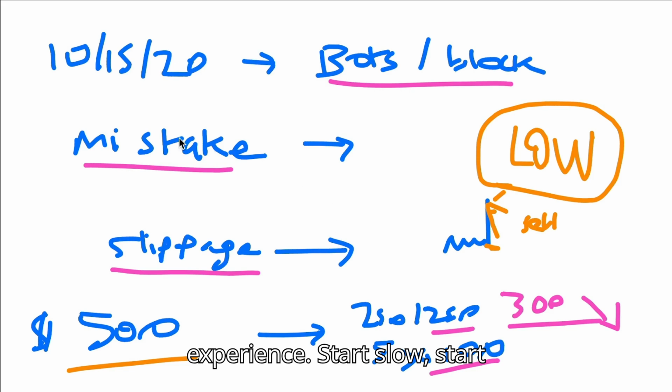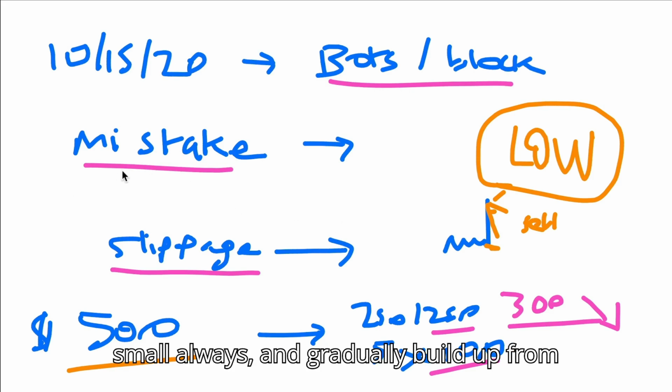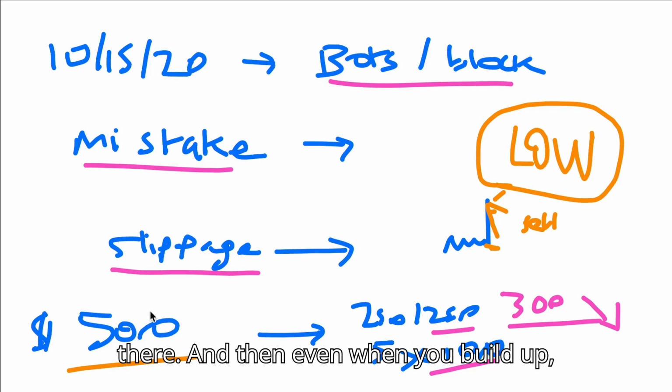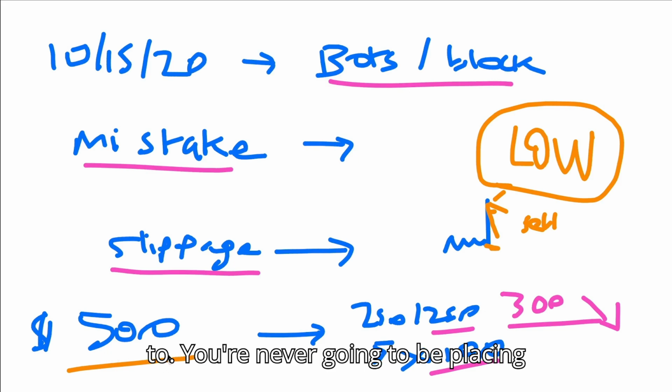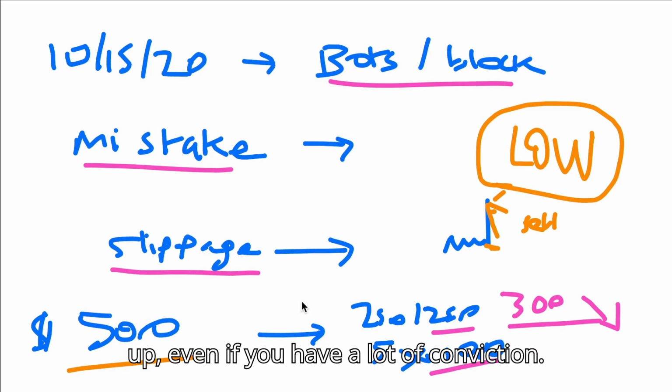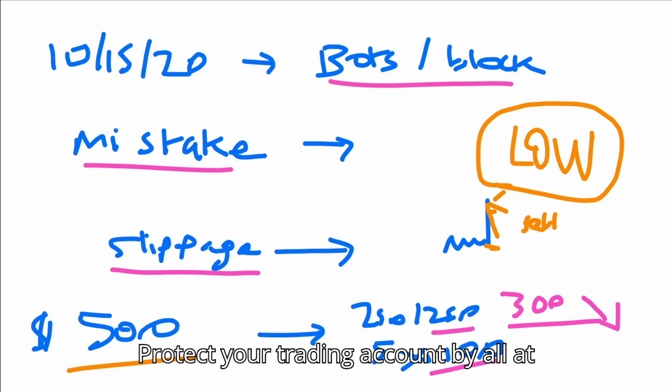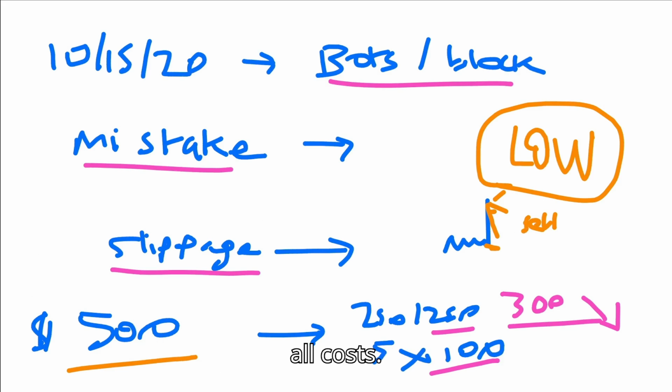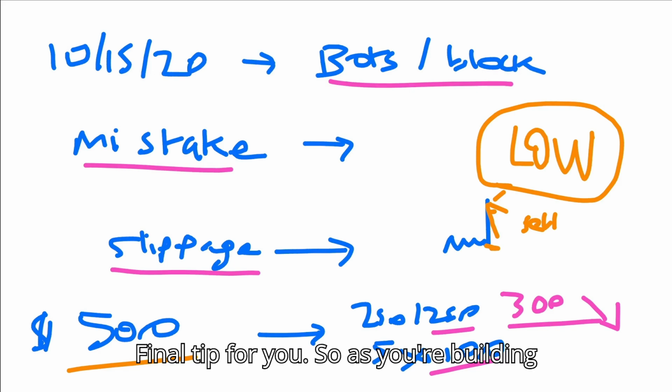Start slow. Start small always and gradually build up from there. And then even when you build up, there's a limit to where you've built up to. You're never going to be placing trades for thousands of dollars on any meme coin. You're always going to split up, even if you have a lot of conviction. Protect your trading account at all costs. Final tip for you.